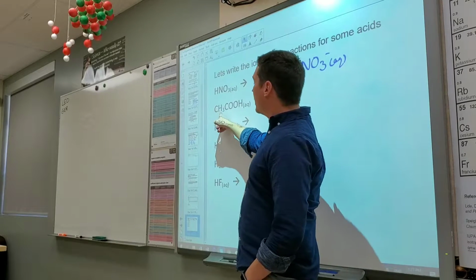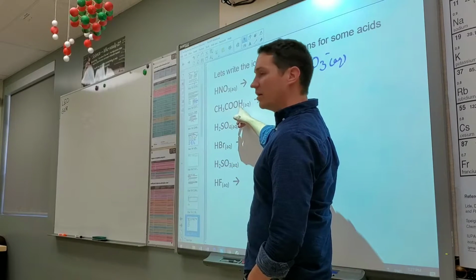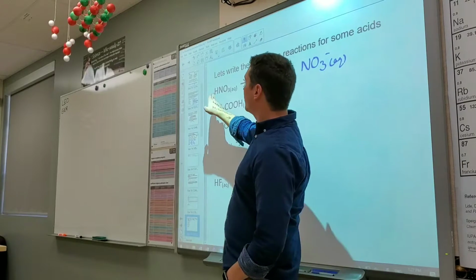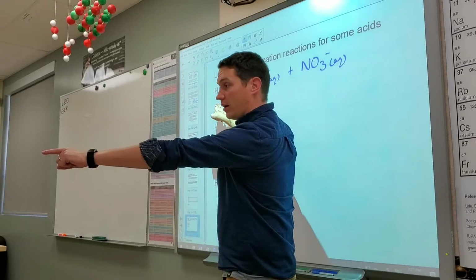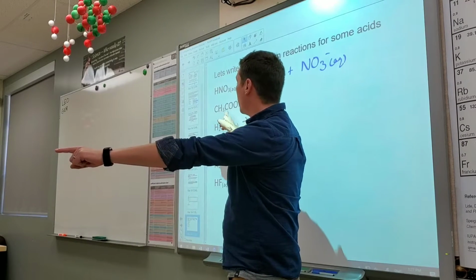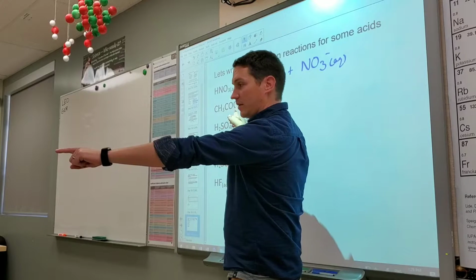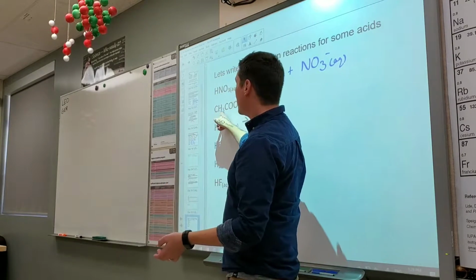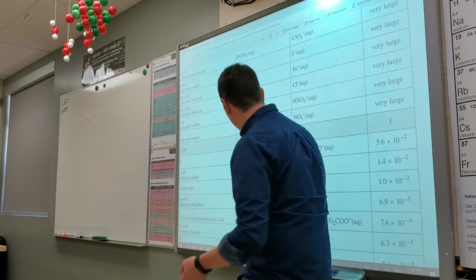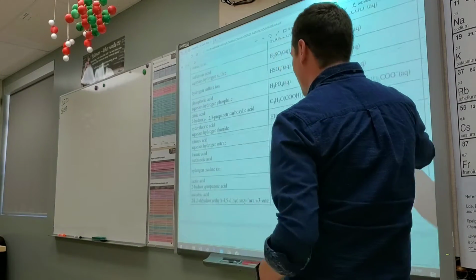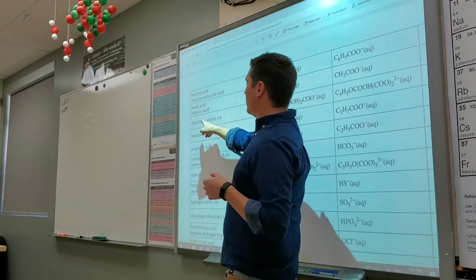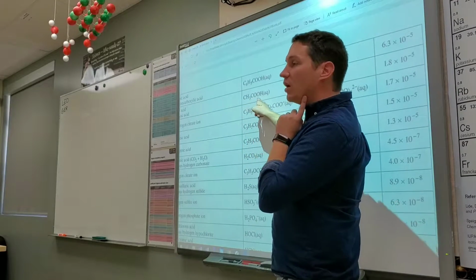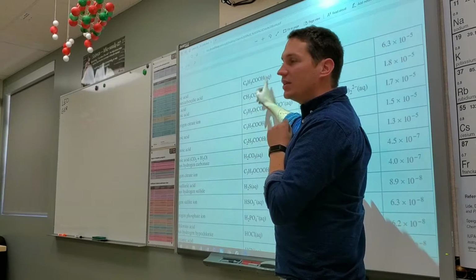Let's take CH3COOH. Do you remember what makes an acid an acid? It's either the H at the beginning or the COOH. So which one of these H's is going to leave? The end one. Let's double check. Let's look for CH3COOH in your data booklet. Acetic acid. When we start with CH3COOH, the last H leaves.